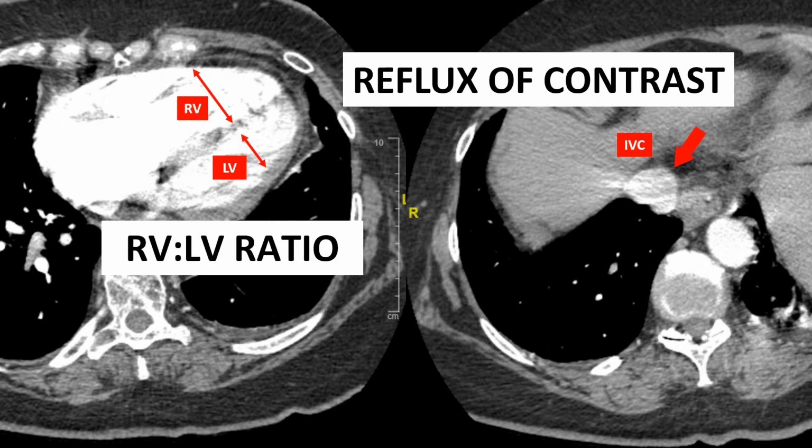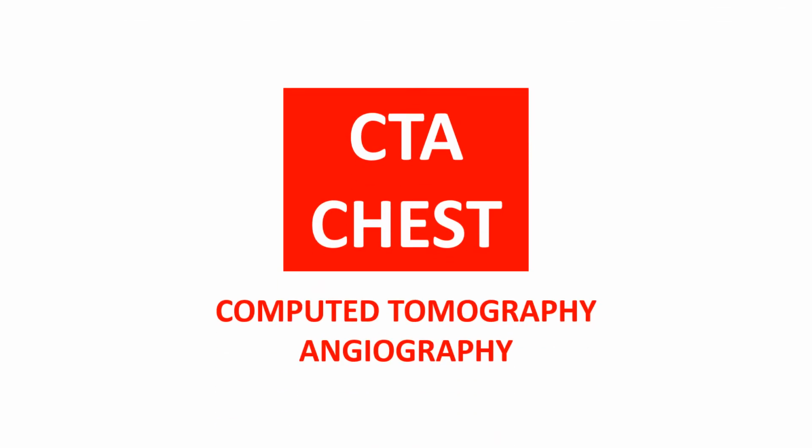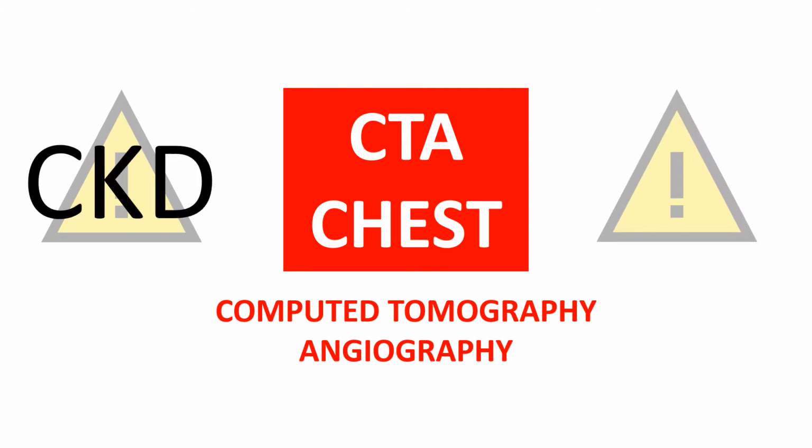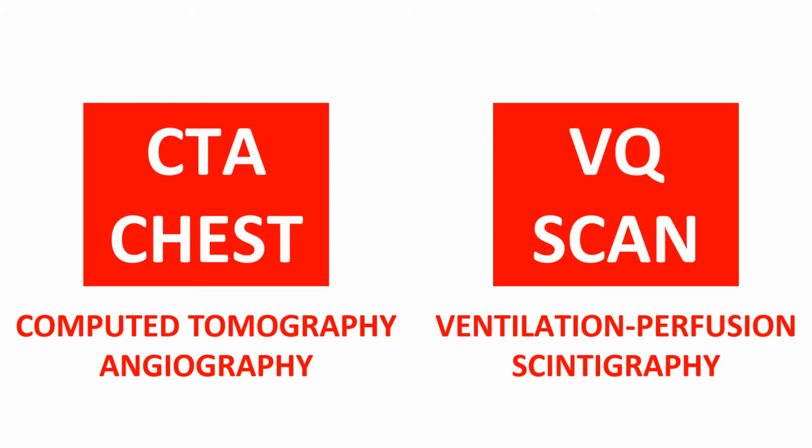The problem with CT angiography is the need to use iodinated contrast to be able to see filling defects. Iodinated contrast can cause contrast-induced nephropathy, and so there's caution to be used in patients with chronic kidney disease or those who have acute kidney injury. An alternative to this is a ventilation perfusion scan or a VQ scan.